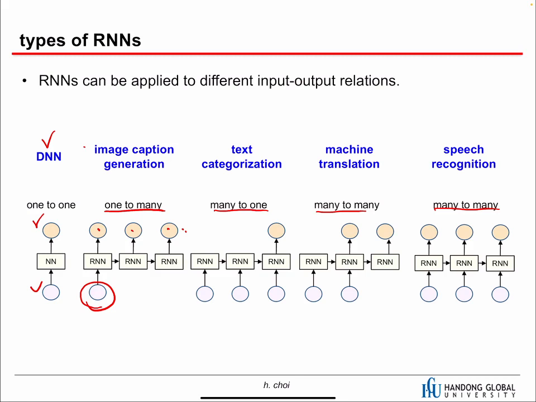And think about text categorization. We have words as a text, and then we have to recognize what kind of class the text belongs to. So we need the classification at the end of this RNN. That is many-to-one mapping. And machine translation is many-to-many mapping because we input the source language sentence and output the target language sentence. We don't have to have the same numbers here. When we have 3 words, sometimes we can have 2 words in the target language.